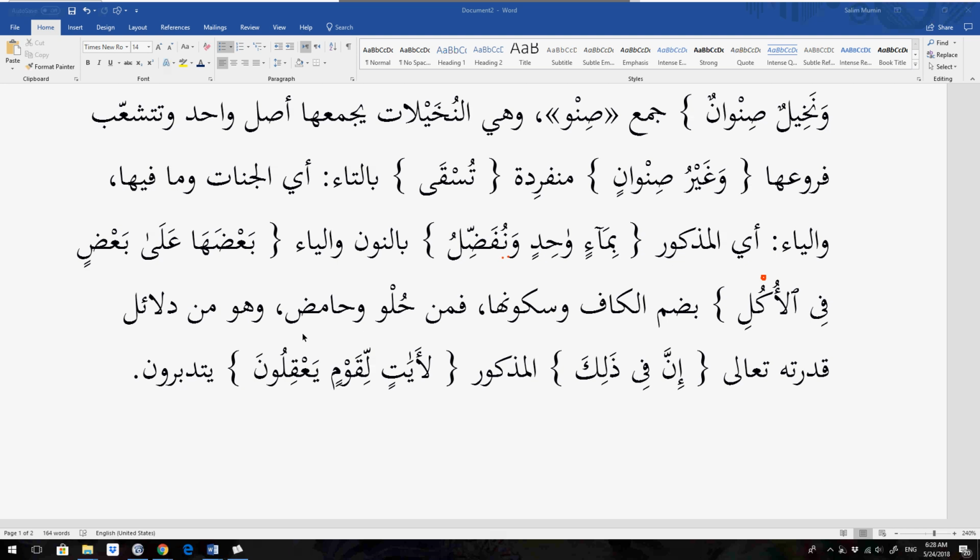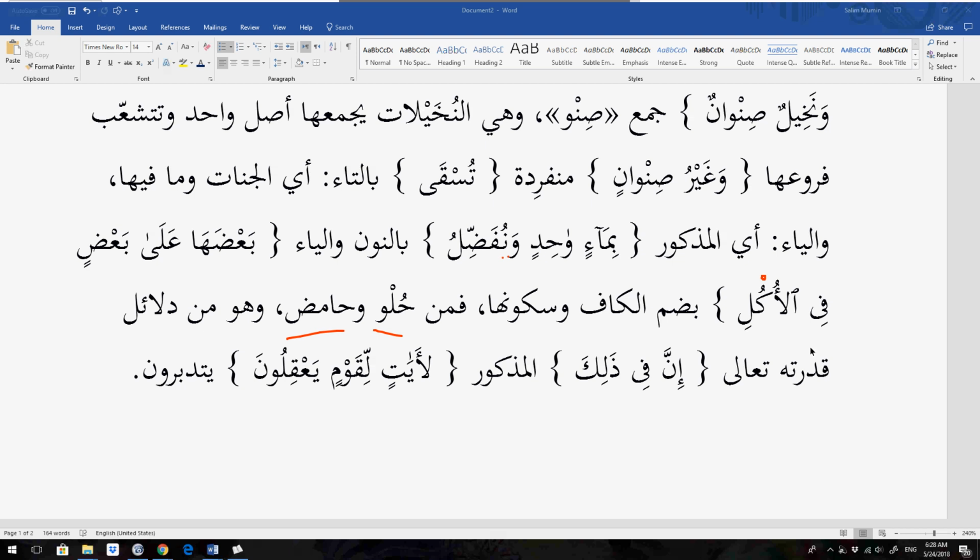فَمِنْ حُلْوٍ وَحَامِضٍ, meaning they are sweet and sour. The eating could be nice, sweet, and the others could be sour. Sour, speaking more of the fruit.